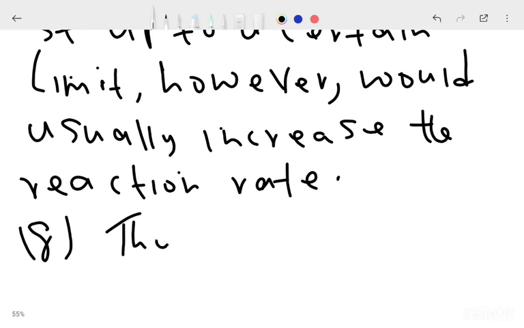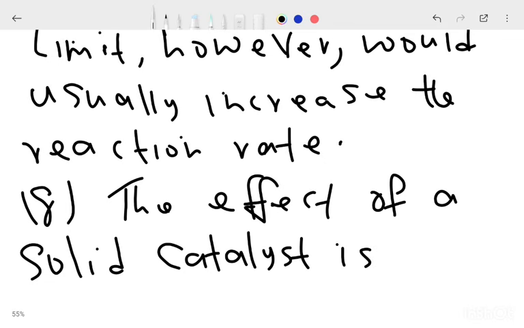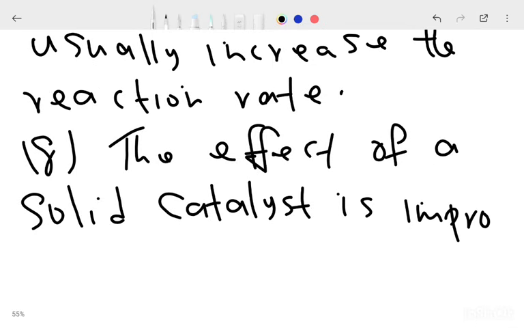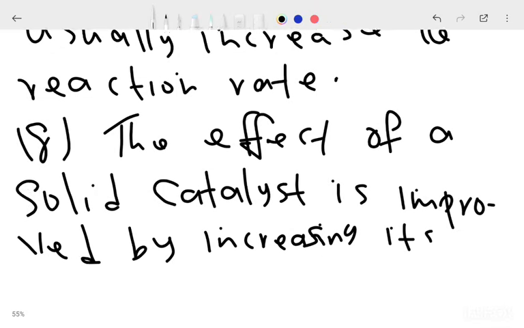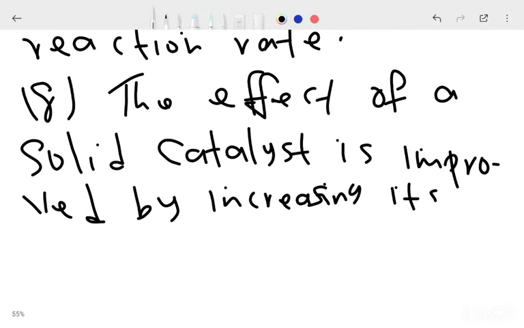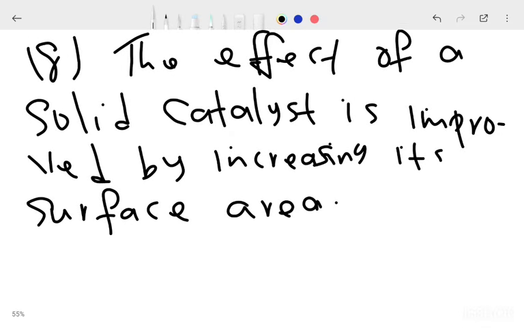Number 8, the last. The effect of a solid catalyst is improved by increasing its surface area. Is what? Surface area. Full stop.